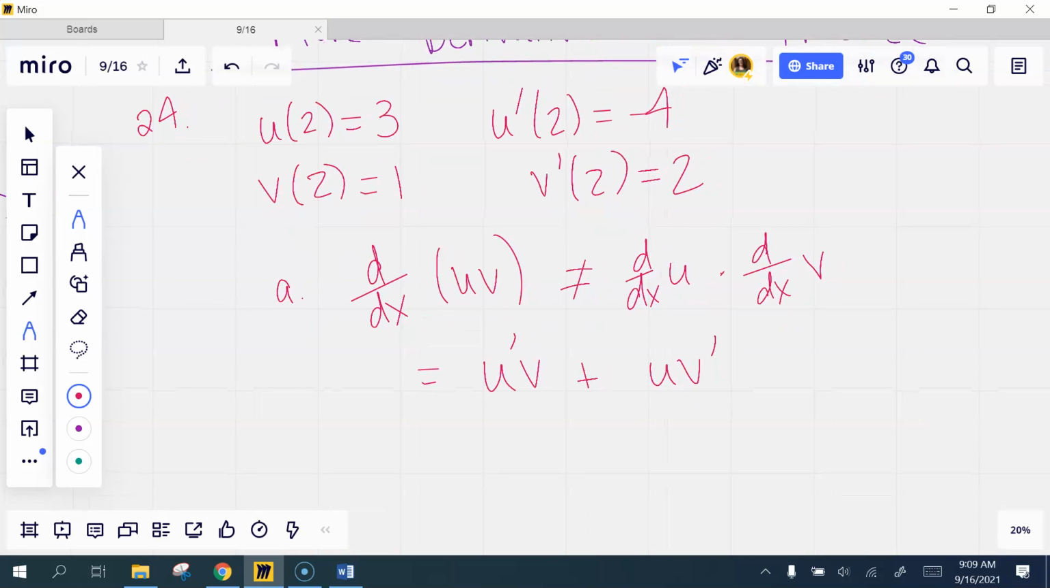All right, so now we're just going to plug in. The derivative of u would be negative 4, because it did tell me at 2, times 1 plus u, and I'm just getting this from the information that was given.